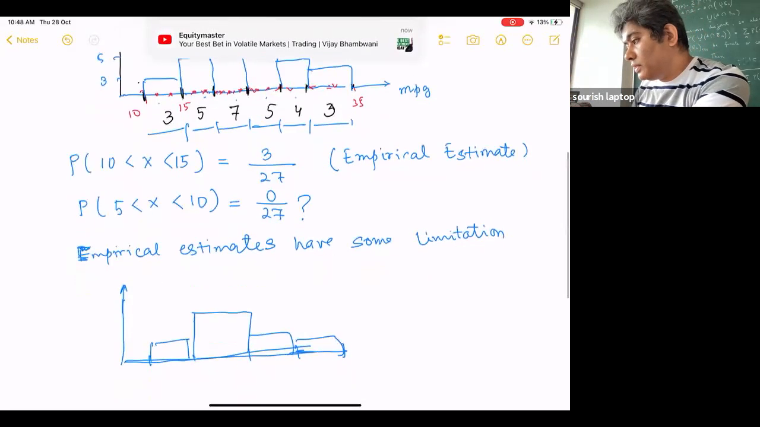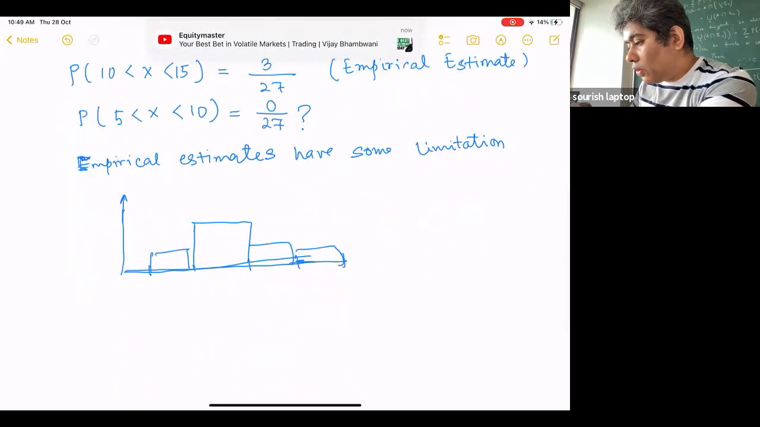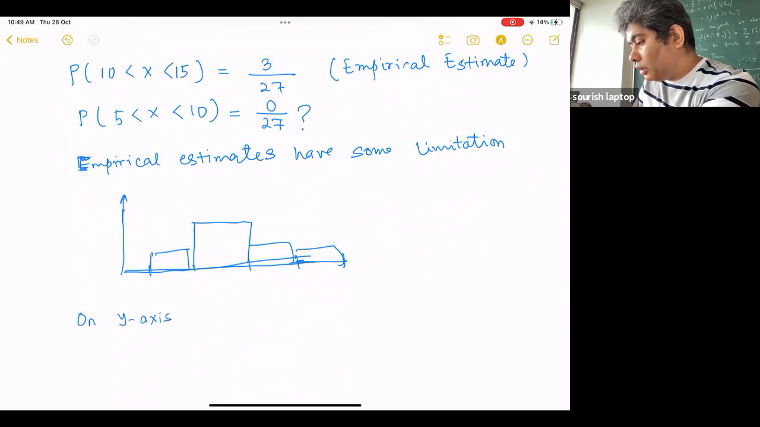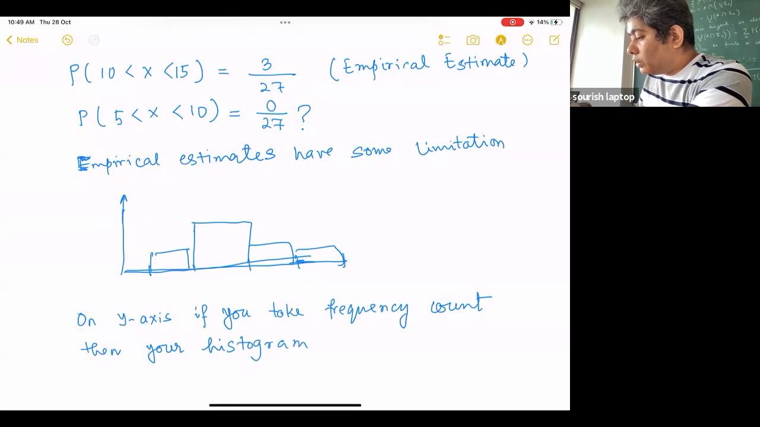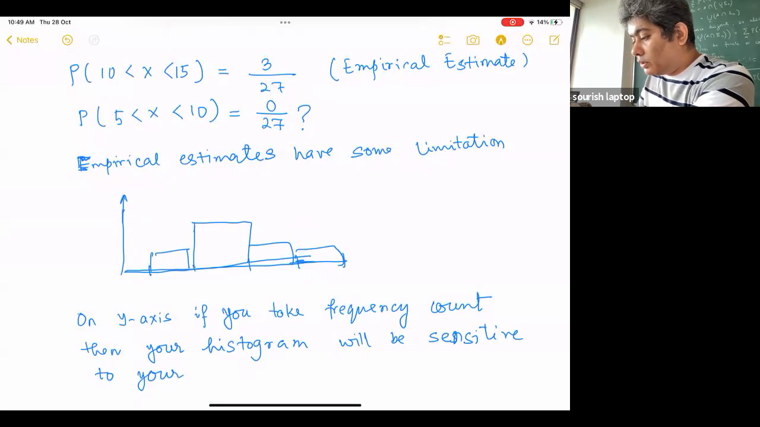Okay, so how do we solve this issue? One way of solving this issue is this: if on the y-axis you take the frequency count, then your histogram will be sensitive to your choice of bin width.